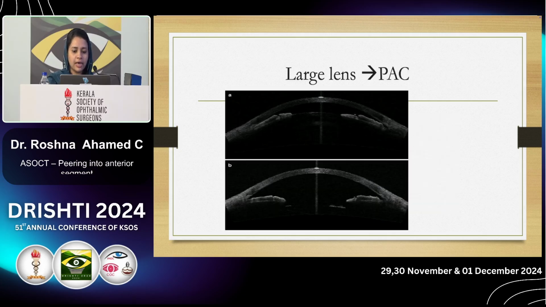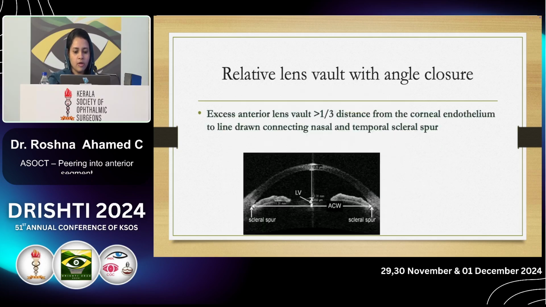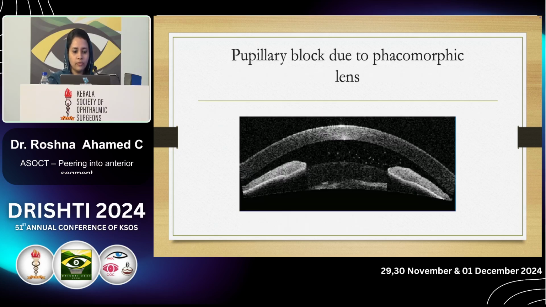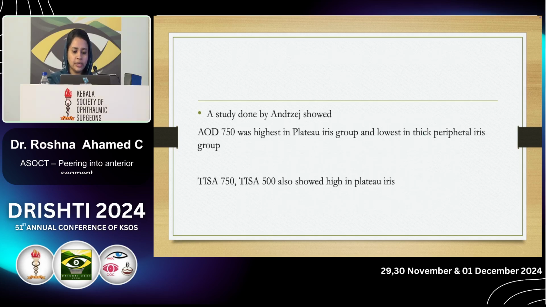In a large lens, we have to look for the lens vault. We draw a horizontal line connecting scleral spur to scleral spur, and a perpendicular is drawn from this line to the anterior lens capsule. This distance is the lens vault. If it is greater than one third of the distance from the corneal endothelium to the anterior lens capsule, the lens vault is high, so we suspect a lens mechanism of angle closure. We can also look for pupillary block due to a phacomorphic lens. A study by Andrew showed that angle opening distance at 750 was highest in the plateau iris group and lowest in the thick peripheral iris group. TISA 750 and TISA 500 were also high in plateau iris.